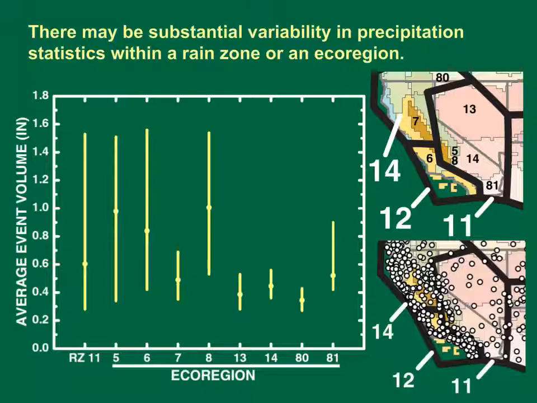There are substantial differences between rain zone statistics and the ecoregion statistics because the statistics for the ecoregions are calculated with data from stations outside rain zone 11. Ecoregion statistics may be sufficient for ecoregions 7, 13, 14, and 80 because the variability is relatively small, but statistics from specific sites may be needed for other ecoregions.